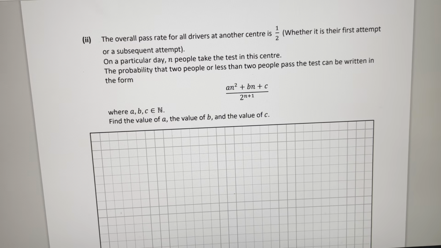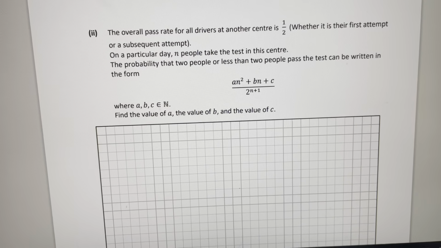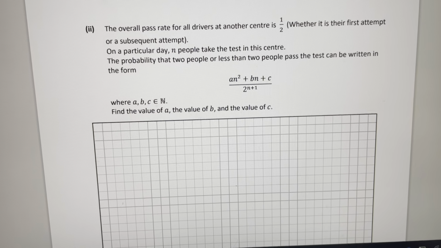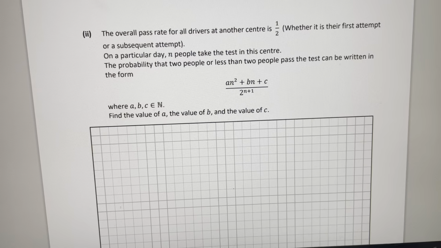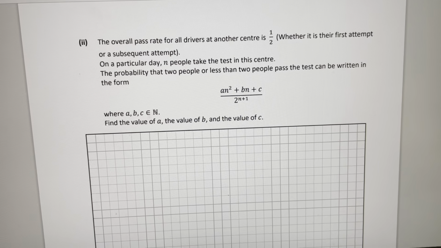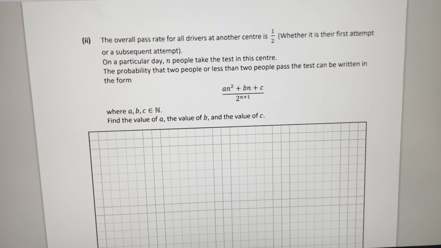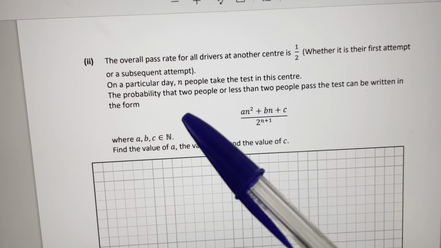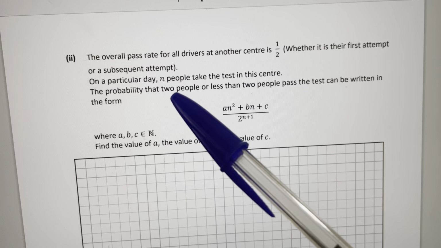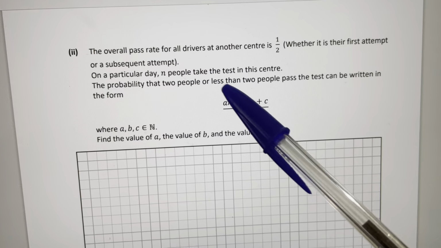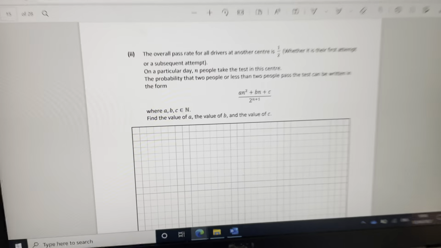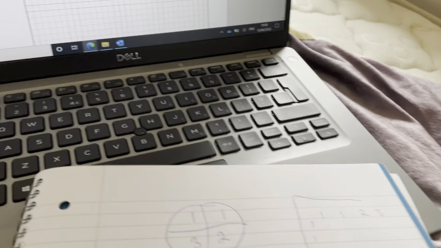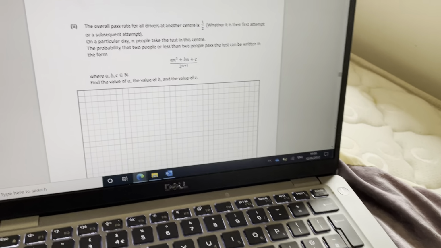Okay, so in a particular day, the probability that 2 people or less than 2 people pass the test can be written in the form. So they're being kind to you there, and they're giving you a clue that it's not just straightforward. Probability that 2 people or less than 2 people. I suppose the trap that people might fall into there is just finding the probability that 2 people will get it. But that's not the case.